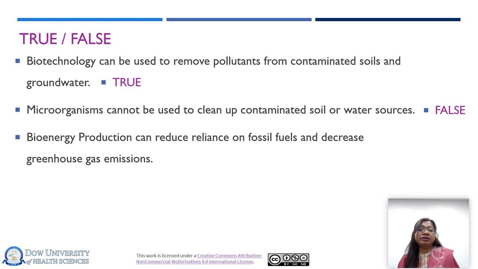The next statement is, bioenergy production can reduce reliance on fossil fuels and decrease greenhouse gas emission, which is a true statement because bioenergy in the form of biofuels is very helpful in reducing greenhouse gas emission. So this statement is true.